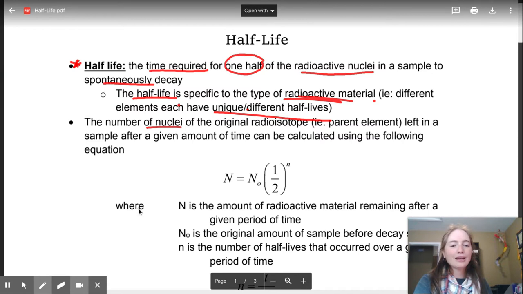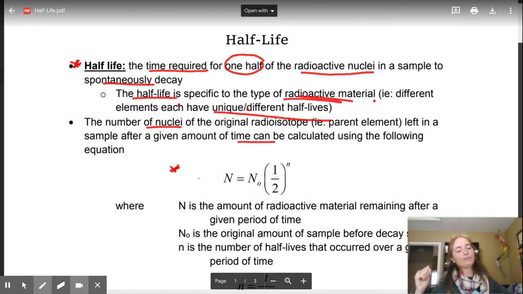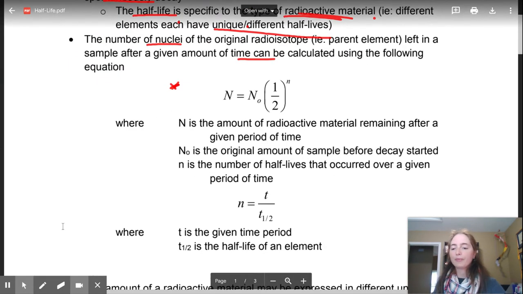The number of nuclei in the original isotope remaining after a certain amount of time can be calculated with this equation. This is on your data sheet, and you can find that equation right here under atomic physics. I'm going to scroll down so you can read this through the video tab. N is the amount of radioactive material after a given amount of time, so however much is left. N-naught is the original amount of the sample prior to decay starting. Little n is the number of half-lives that have occurred over a given period of time. We'll talk about that in a bit more detail after our next equation.